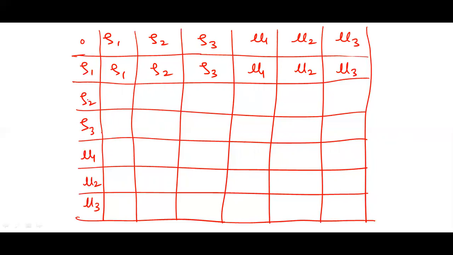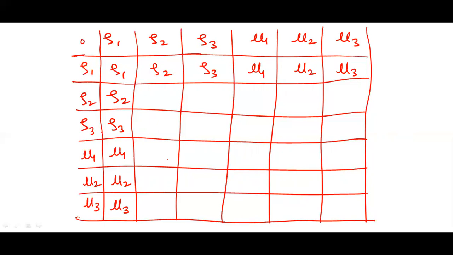And similarly, rho 2 composition rho 1 is rho 2. Rho 3 composition rho 1 is rho 3. Mu1 composition rho 1 is mu1. Mu2 composition rho 1 is mu2, and mu3 composition rho 1 is mu3. We got these entries since rho 1 is the identity permutation.